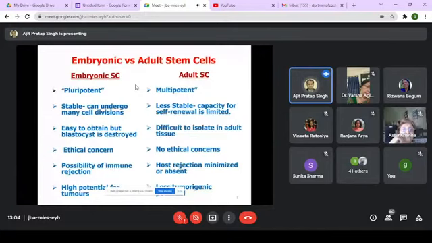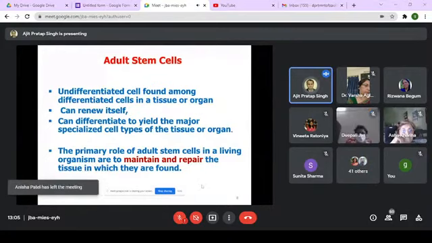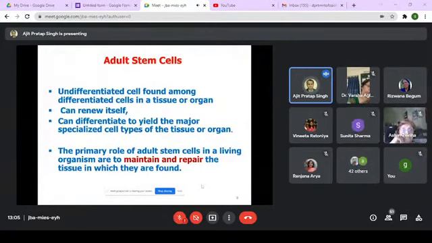Now come to the adult stem cell, because these cells are mostly used for the application of regenerative medicine. These are undifferentiated stem cells found among differentiated cells in a tissue or organ. They can renew themselves and can differentiate into the major specialized cell types of the tissue or organ. It means they help in the maintenance and repair of the tissue in which they are found. Suppose the tissue is injured, it goes into repair mode. These cells help in maintenance and repair.